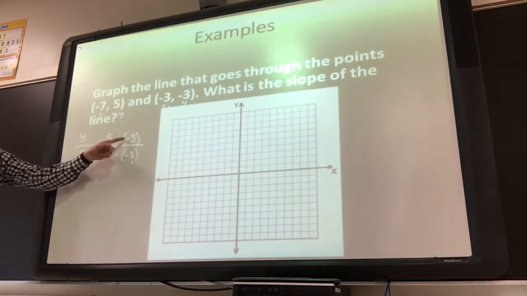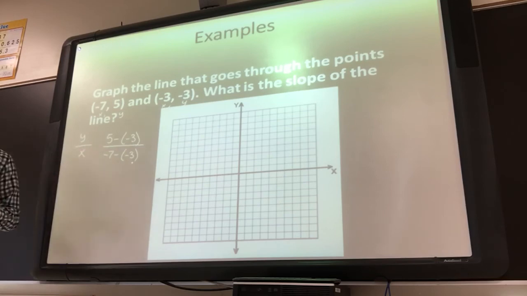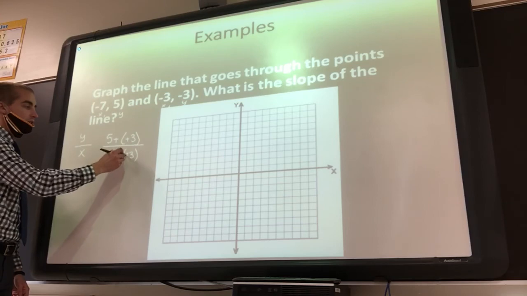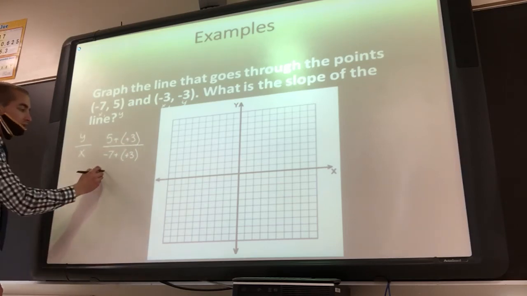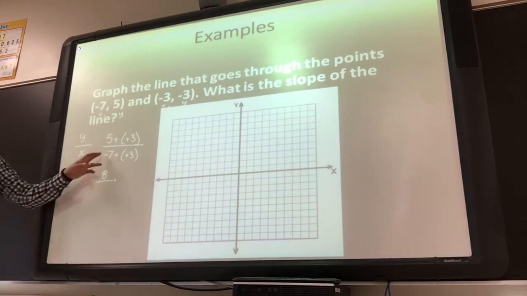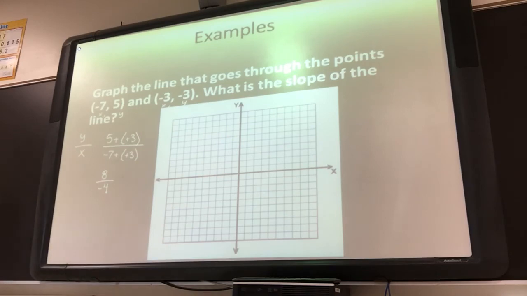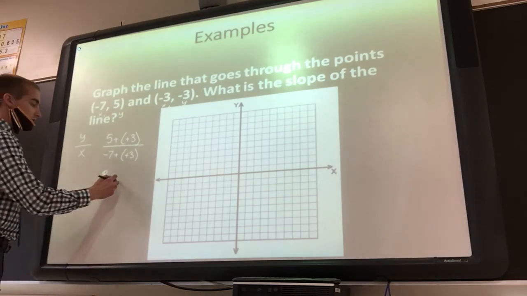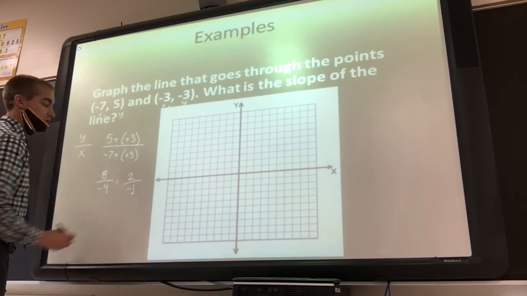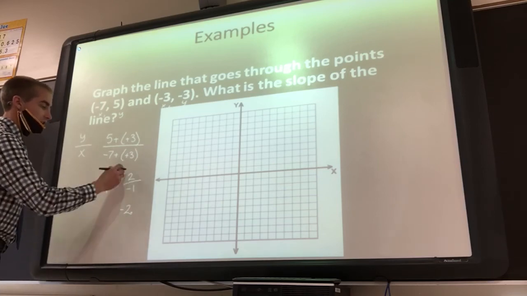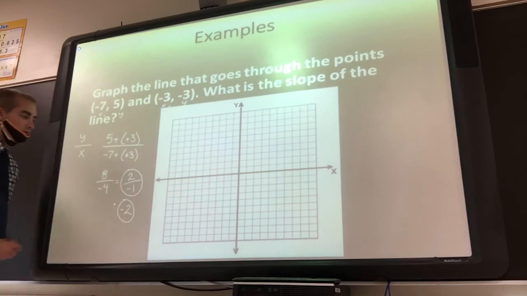So what should I do with those 2? Minus negative. Yeah, I'm actually going to add them, right? Change those both to positive. So it's going to be 5 plus 3, which would be 8. And negative 7 plus 3 is negative 4. So I get 8 over negative 4. Now what else should I do? Simplify it. 8 over negative 4 can simplify to 2 over negative 1. Or if I wanted to write negative 2, that'd be the same thing. So that is what the slope is.